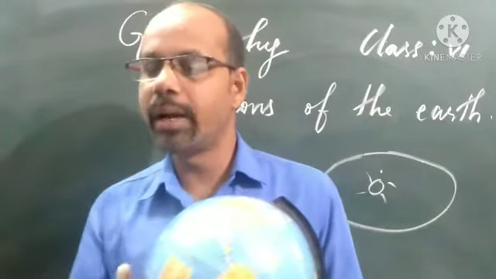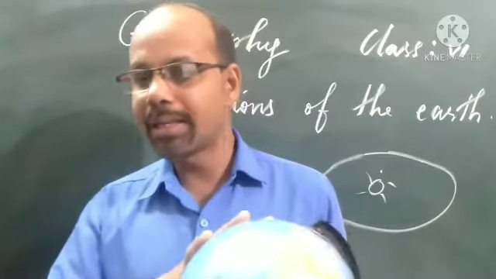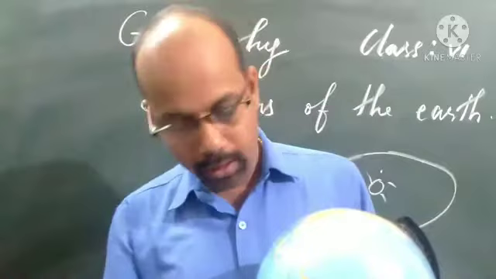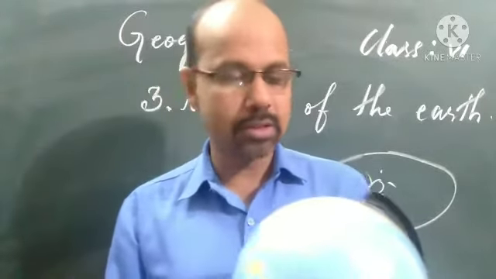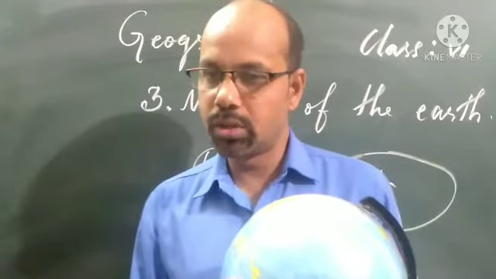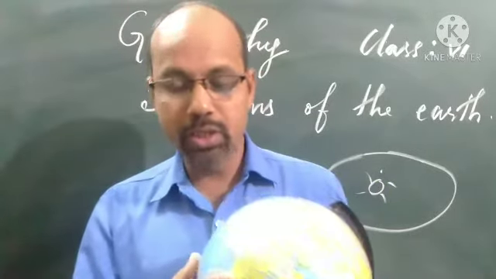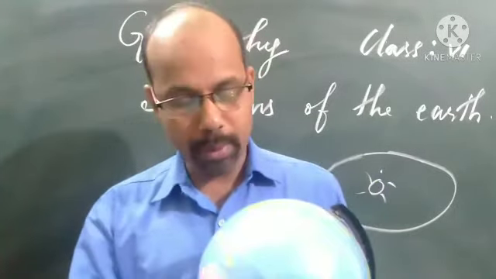This circle does not coincide with the axis, because the axis is in an inclined position. Here we can find the earth takes 24 hours to complete one rotation.